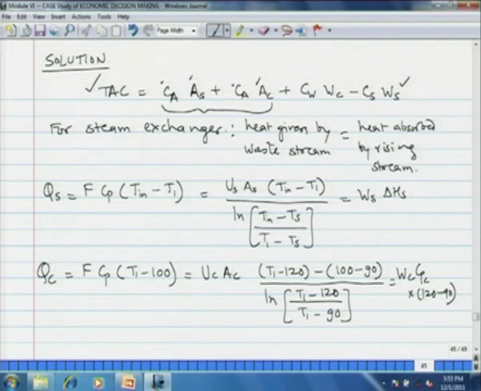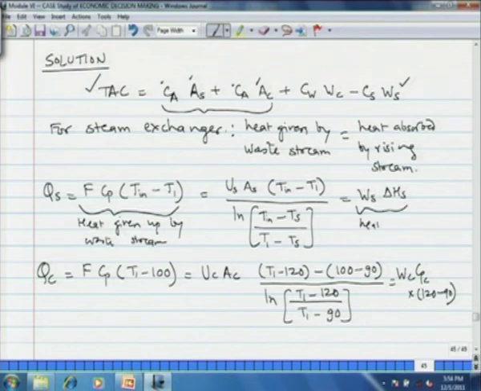Now, in the steam exchanger, the heat given up by the waste stream is picked up by the rising stream, the water stream. For simplicity, we assume 100% efficiency. So, we can very quickly write the heat balance across the steam exchanger. F into Cp into (T in minus T1) is the heat given up by the waste stream, and that should be equal to Us, the overall heat transfer coefficient, into the area into the LMTD that you see on the screen. That heat is picked up by water, which is converted to steam, so Ws into delta Hs.